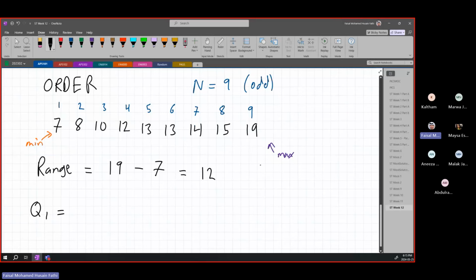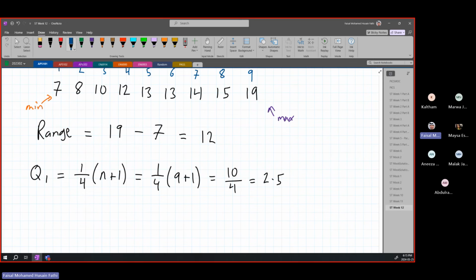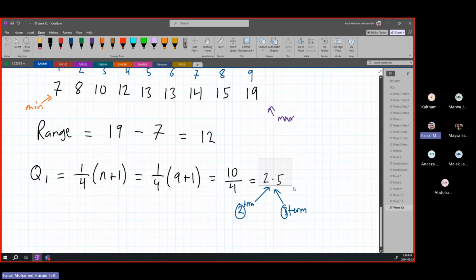So what we need to find actually is our first quartile term, which is n plus 1 over 4. This is for the term. So it is 1 over 4 times 9 plus 1, which is 10 over 4, which is equal to 2.25, if I'm not mistaken. 10 divided by 4. Oh, it's equal to 2.5, sorry. All right. Now you notice we have a decimal point. So this means we are going to have to look at our second term and our third term. All right. So our 2 and our 3, because 2.5 is between 2 and 3.